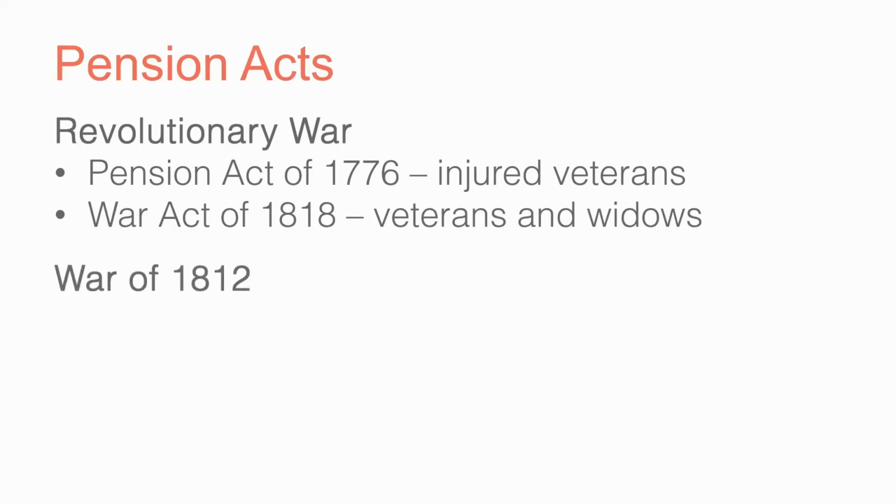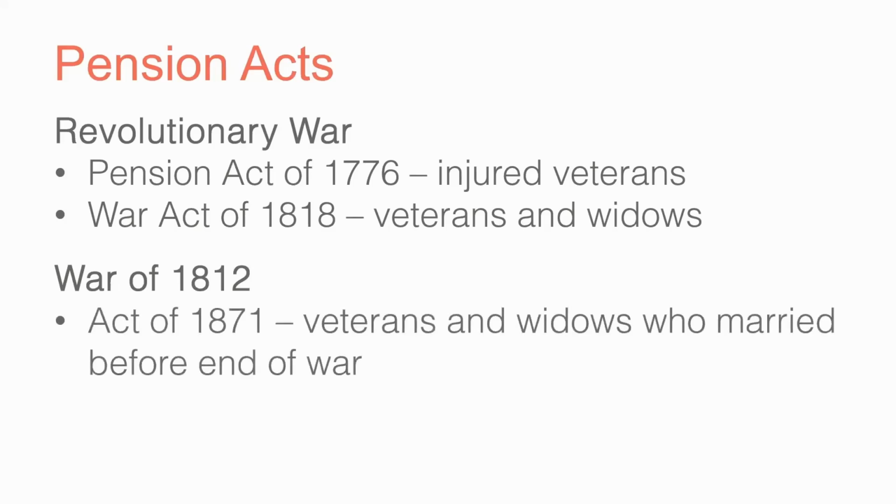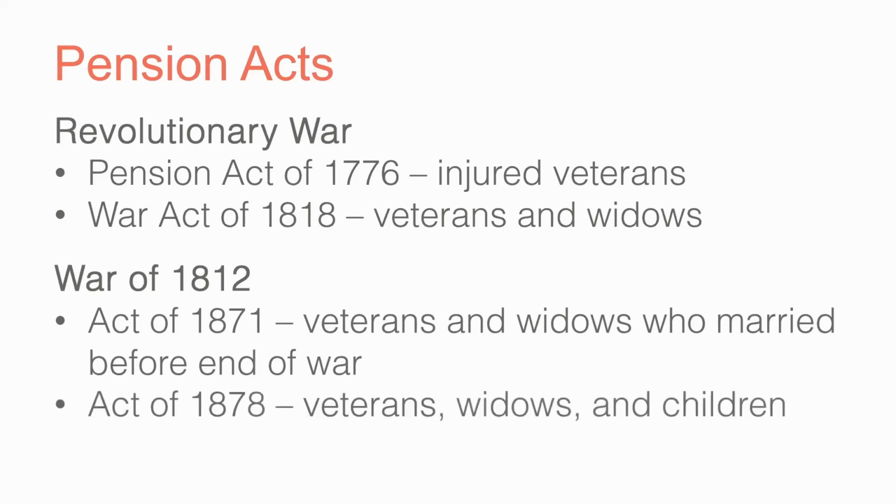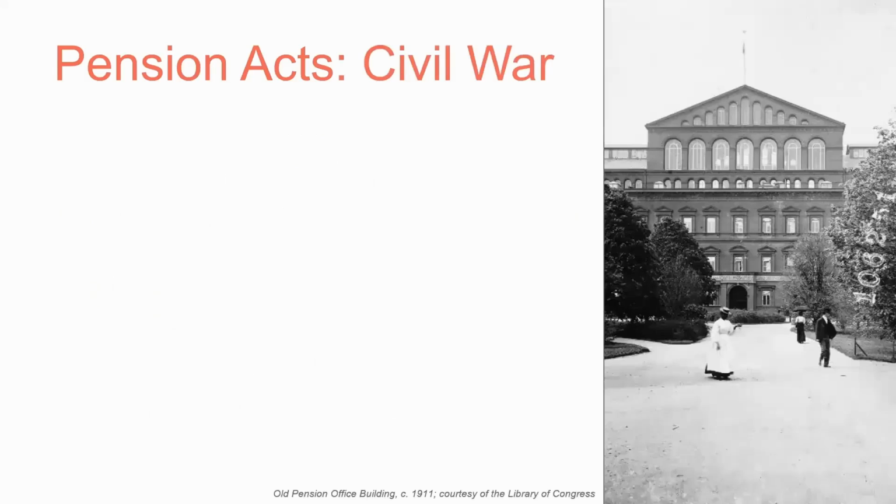The War of 1812, the first one was 1871, and it was given to veterans and any widows that they were married to before the war ended. And then in 1878, it was then given to all veterans, widows, and children, regardless if they were married during the war or not. There are also some other pensions for the American Civil War, but due to time, I'm just going to jump to the Civil War pensions.